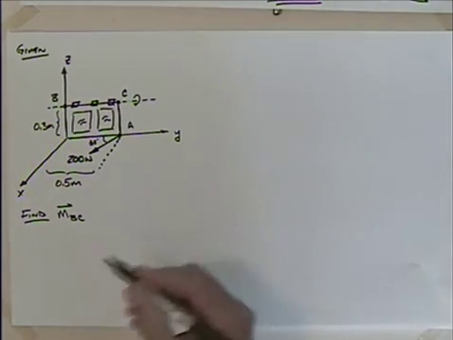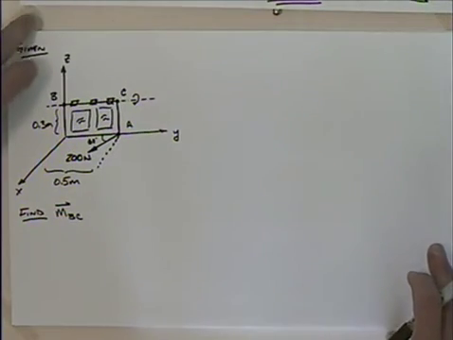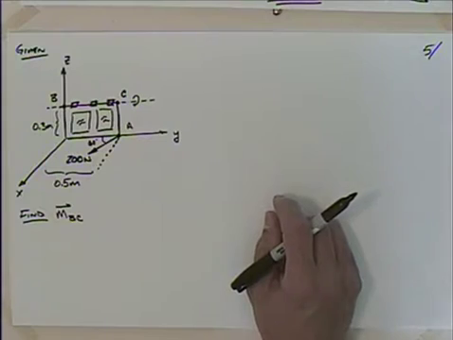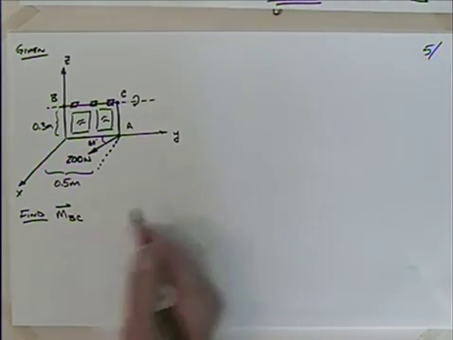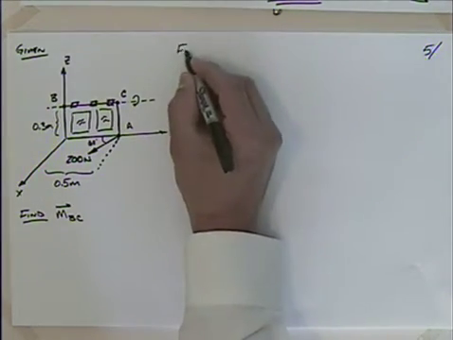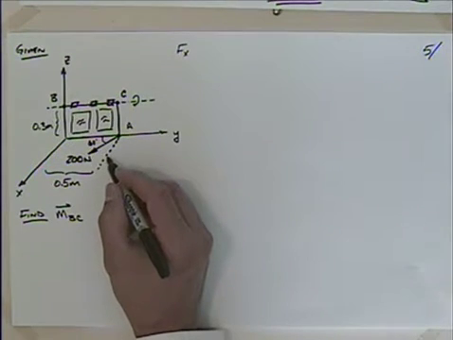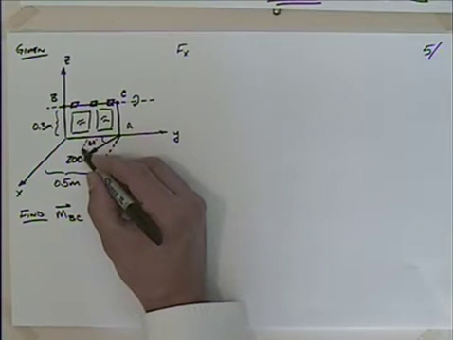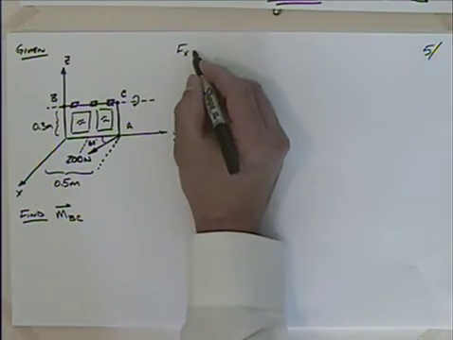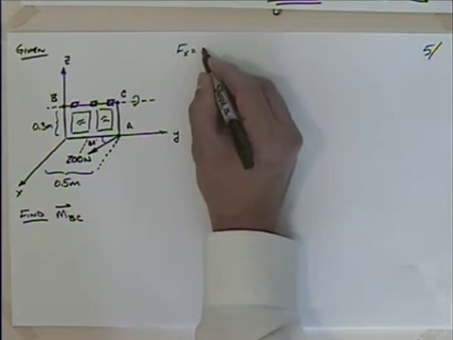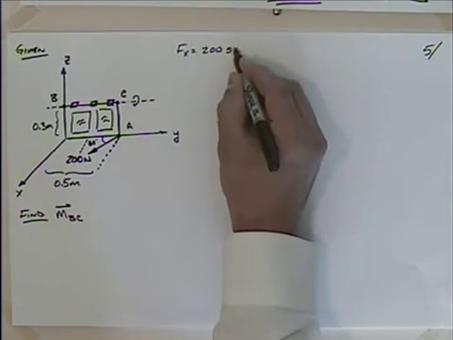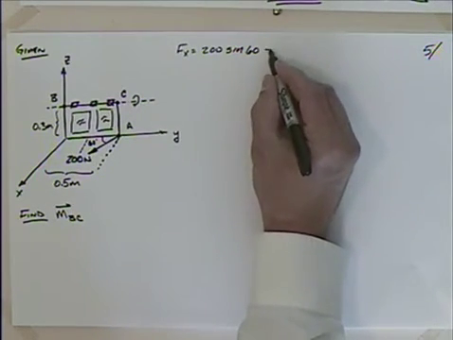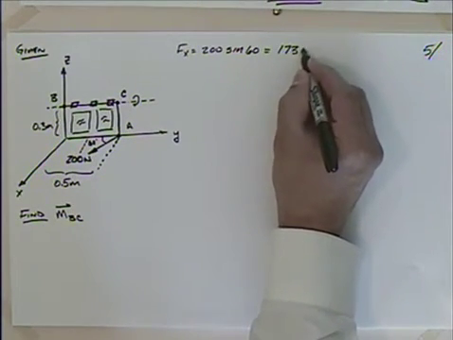Okay, so I'm going to do this a couple different ways. I'm going to do it with the scalar pieces, and then we'll try it again with the vector pieces. So if I talk about Fx, the component in the x direction, that's going to be this side over here of that triangle, which would be equal to 200 times the sine of 60, opposite, which gives me 173 newtons.